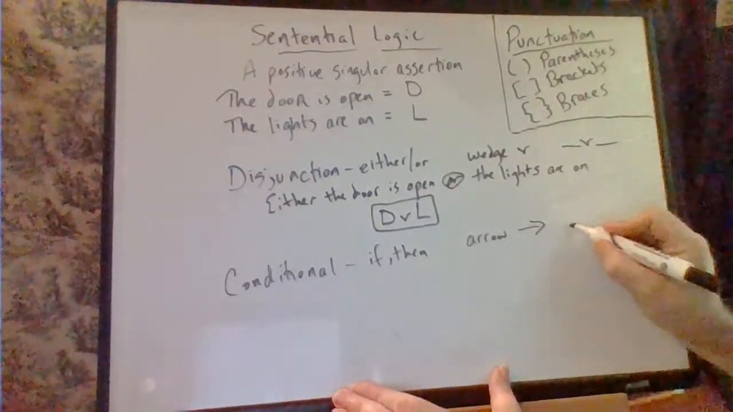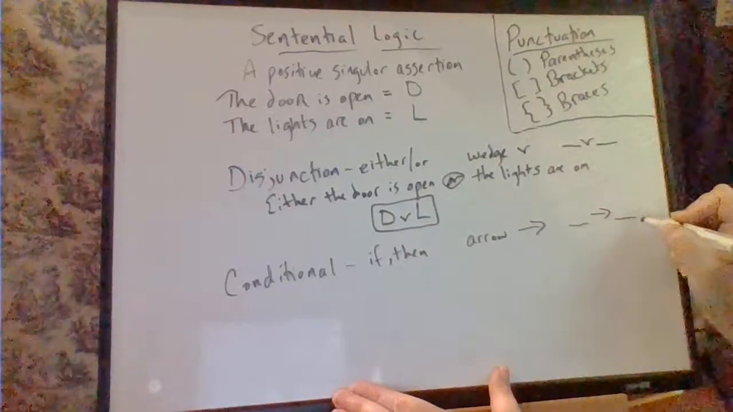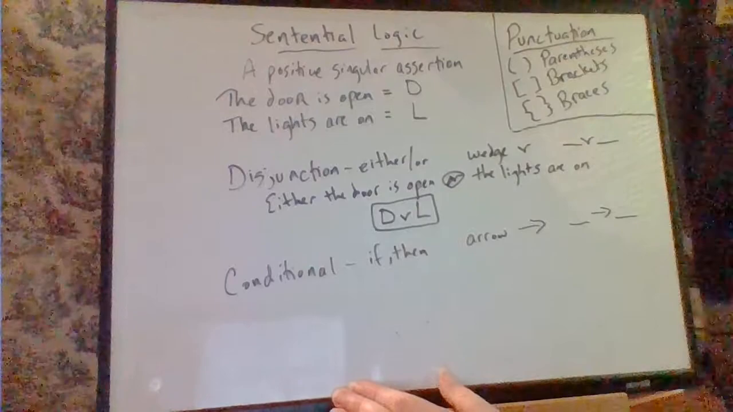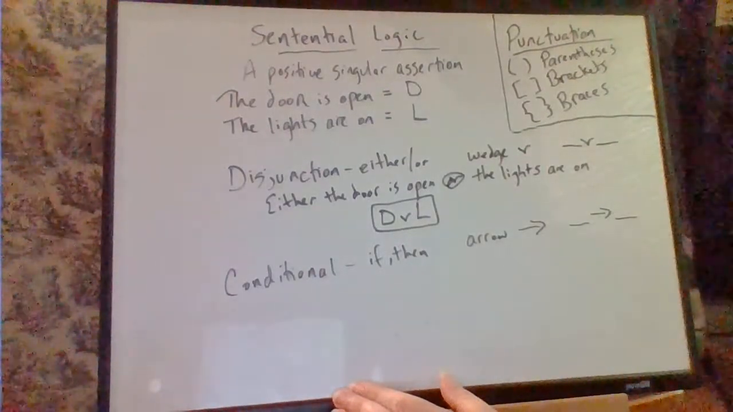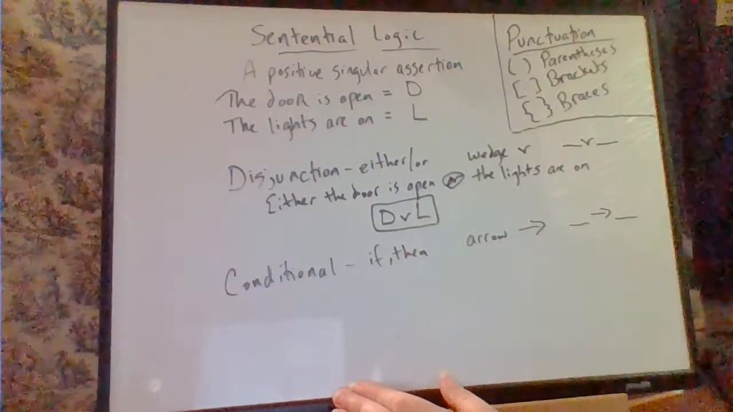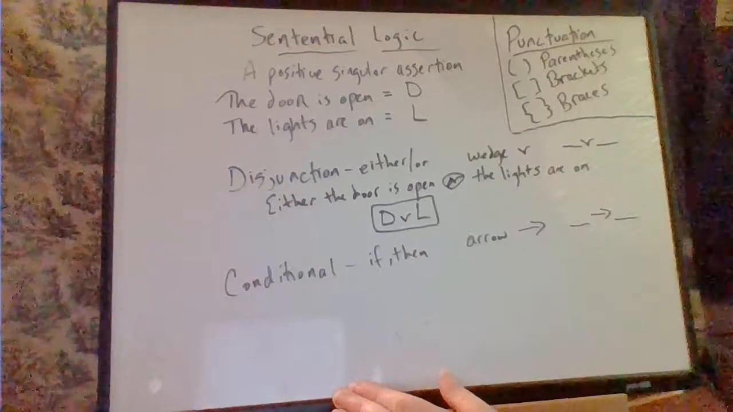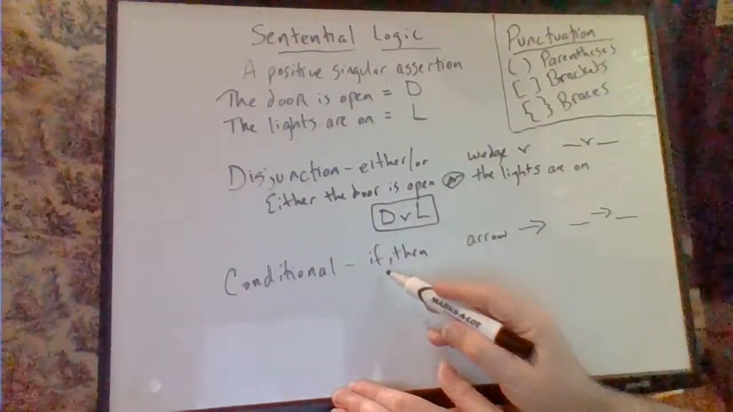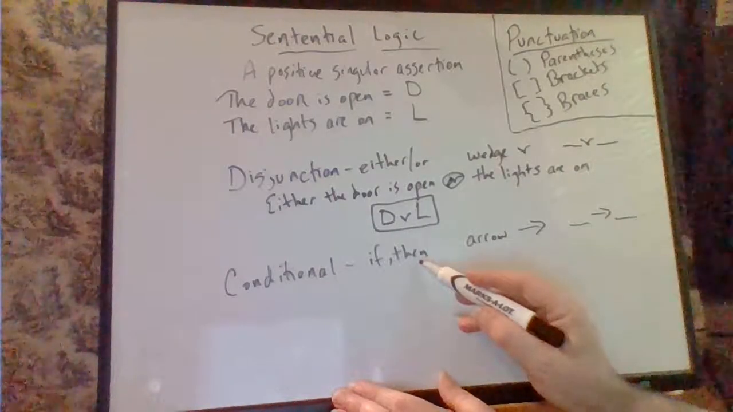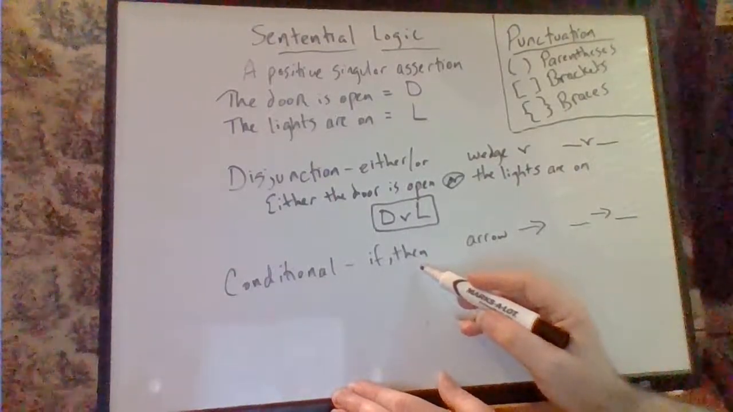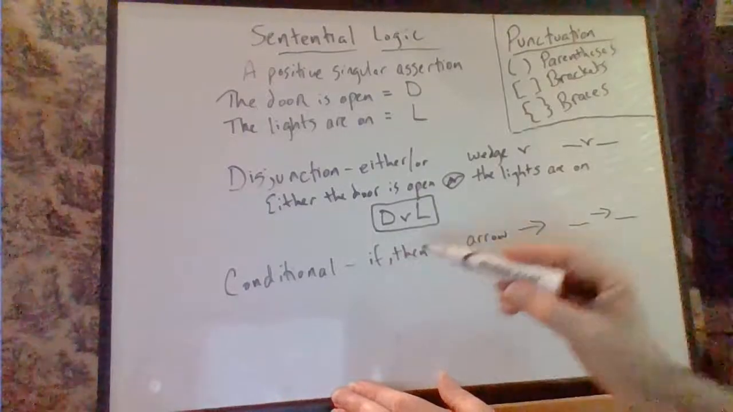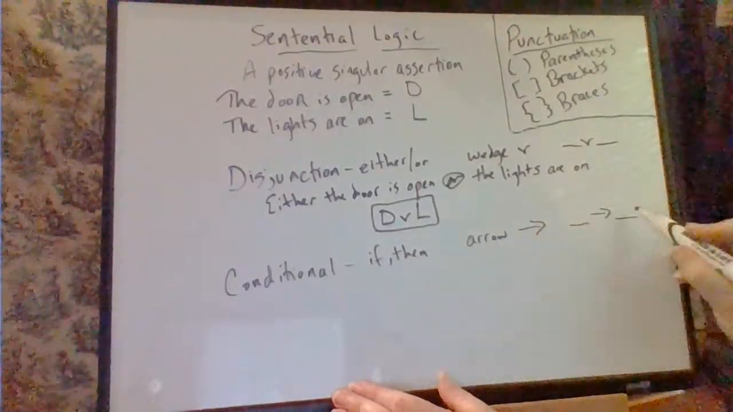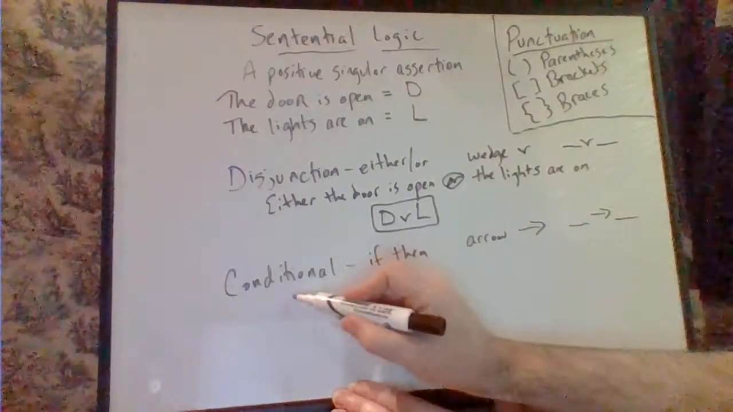Okay? And again, it's going to come in between. Now, conditional statements are always the tricky ones because they have special rules associated with them. You may remember, hopefully, from Chapter 2, I think it was, that the if part of the statement is called the antecedent. The then part is called the consequent. The if part always goes before the arrow. The then part always goes after the arrow.